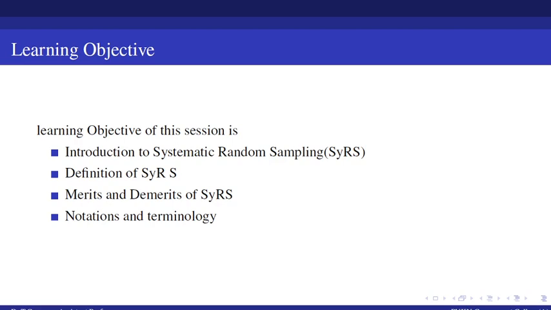Already we have discussed simple random sampling, a method which is used when the population is homogeneous. For large population size, simple random sampling without replacement gives us high variance, and the estimates obtained by this method are with low precision.